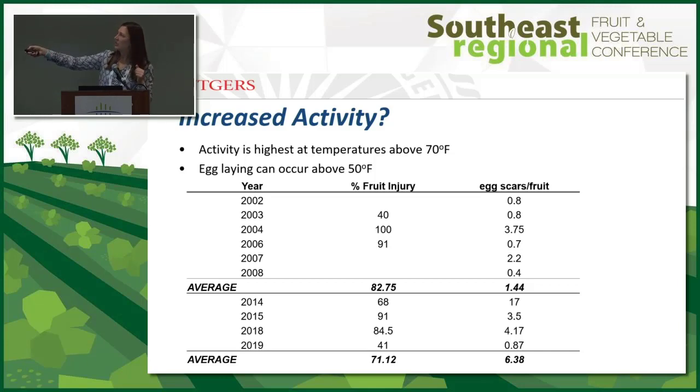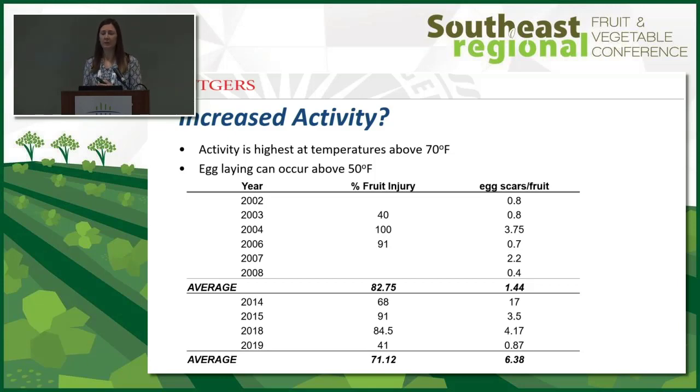But what is changing here is the severity of that injury, so the number of egg-laying scars that we have on that fruit. We can have up to 50 egg-laying scars on a single fruit if we're not controlling it. But you can see that this number jumps from about 1.4 to 6 1/3 egg scars per fruit. So we're seeing an increase in injury, and I don't know what that is caused by.